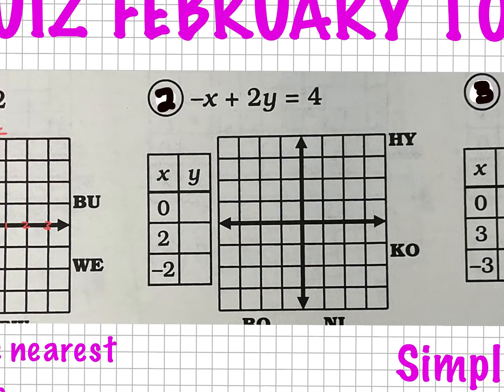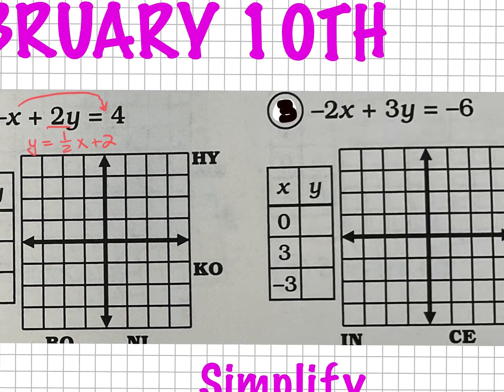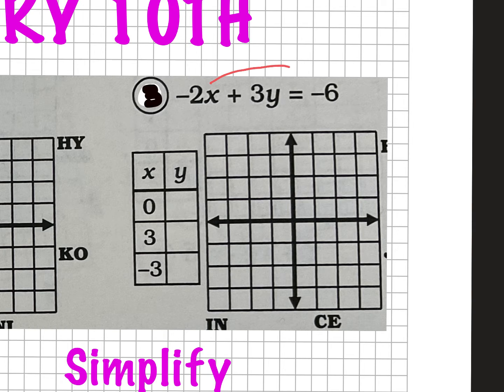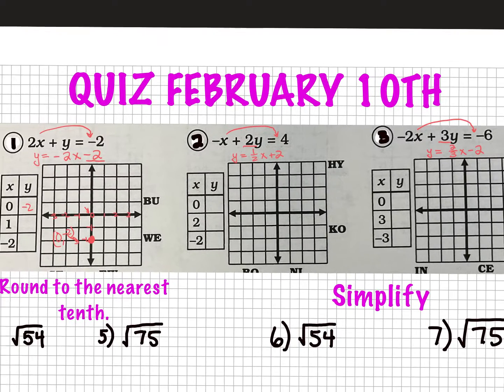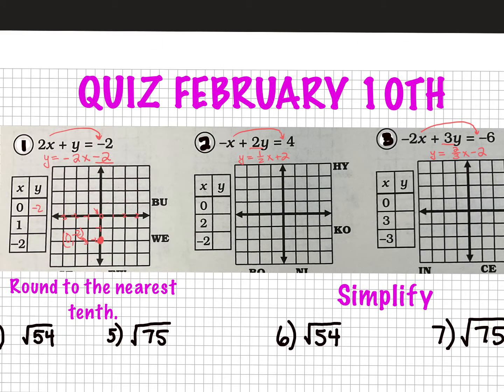Number 2, same thing. You're going to need a new equation here. I need to move the x over to this side and then divide everything by 2, and you end up getting y equals positive 1/2 x plus 2. All right. Third problem. I need to move this over to here and then divide by 3. So once I do that, y equals positive 2/3 x minus 2. So write those 3 equations down, graph them and do the tables. Those are 2 points each.